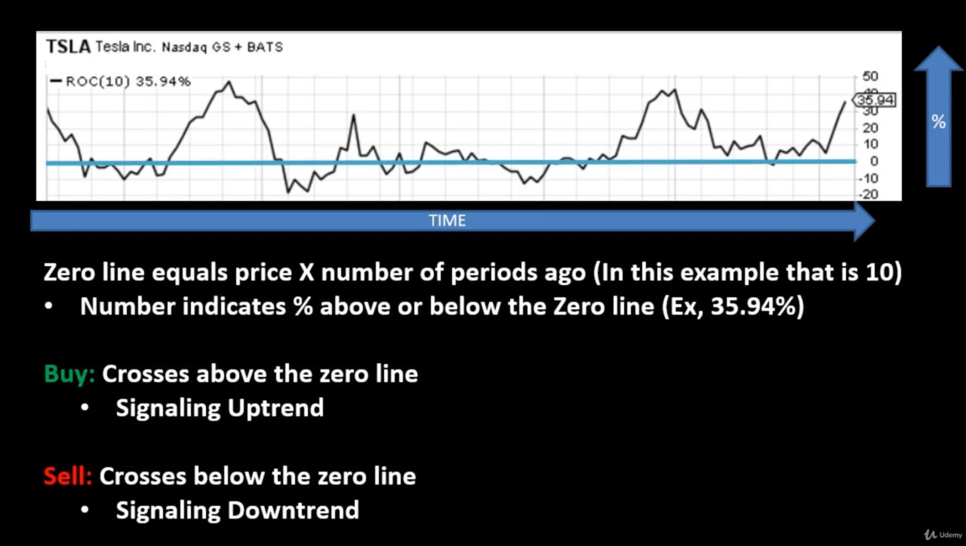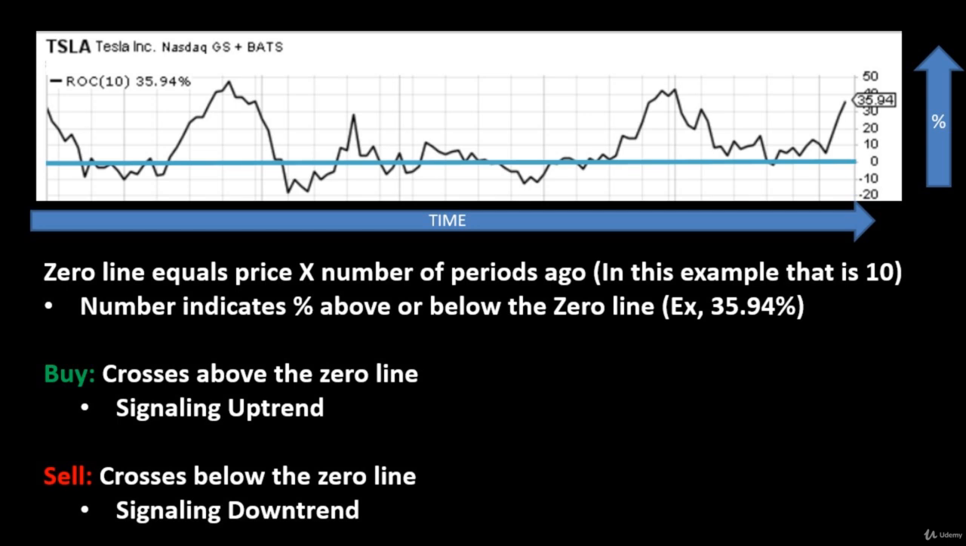The zero line equals the price, basically, X number of periods ago. In this example, we're looking at 10 periods. So the zero line will give you an indication of how much above or below that percentage was 10 periods ago. Again, we're looking at acceleration, deceleration, we're looking at momentum. Again, not price on the right-hand side, it's a percentage. So you see it's 35.94.